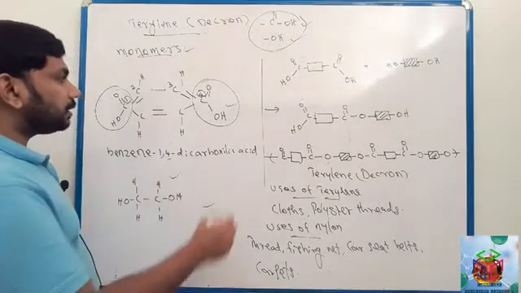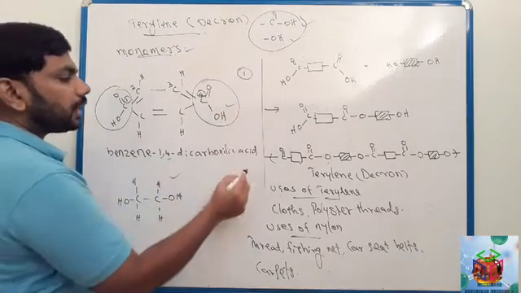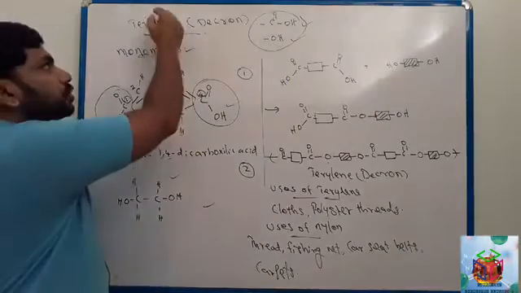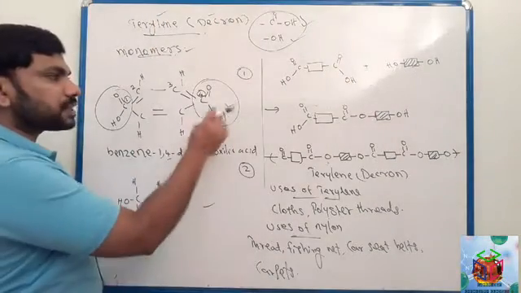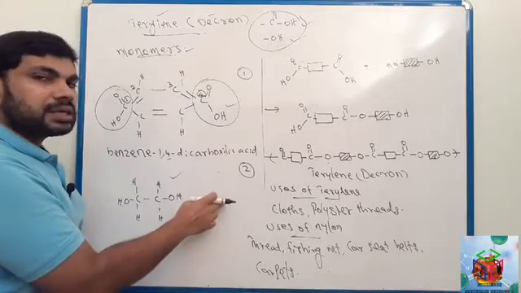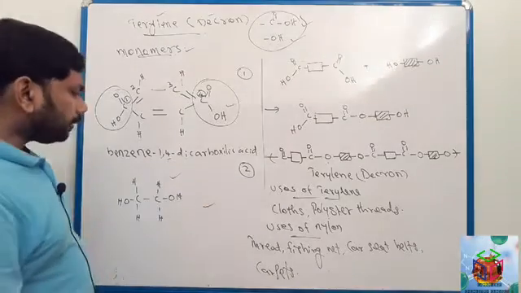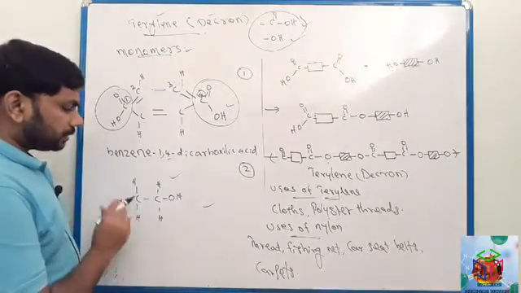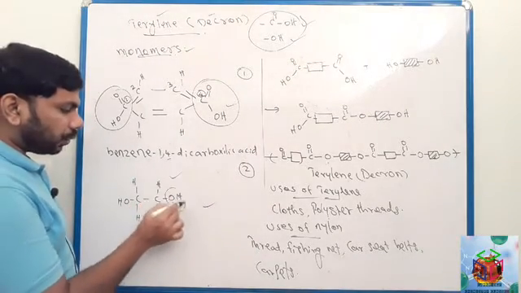And this is the first monomer and this is the second monomer. There are two monomers for terylene or dacron. This is the first monomer and this is the second monomer. And look here, this molecule which contains OH.